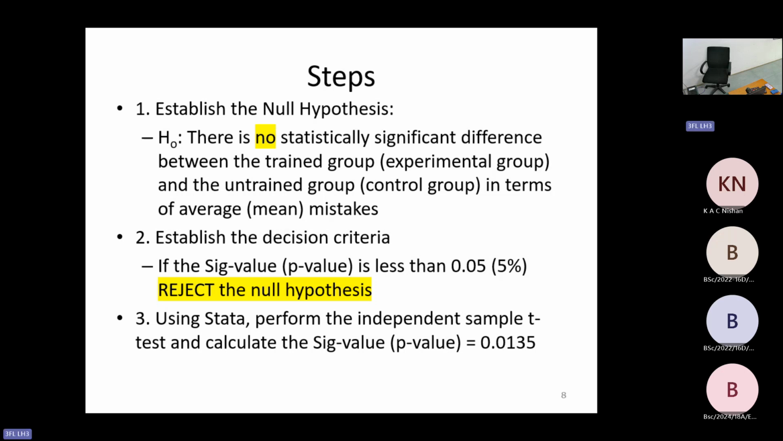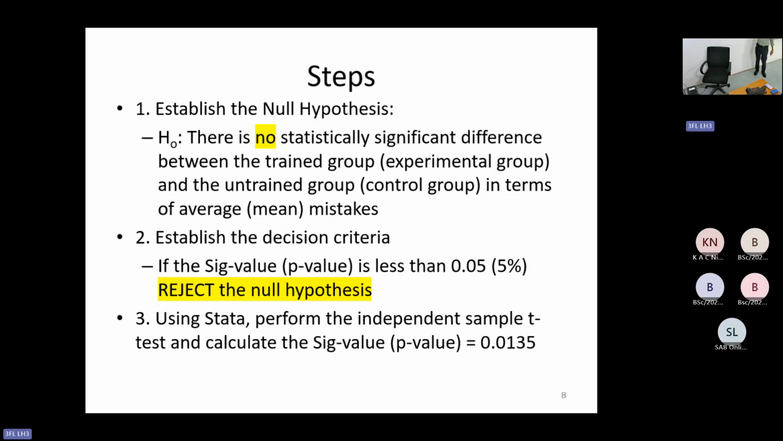Then step number 2. What's step number 2? Establish the decision criteria. If the sig value or the p value, which is also known as the probability value, we have already discussed that.